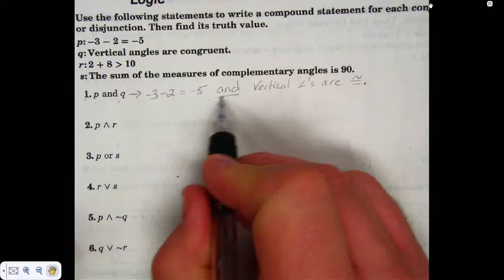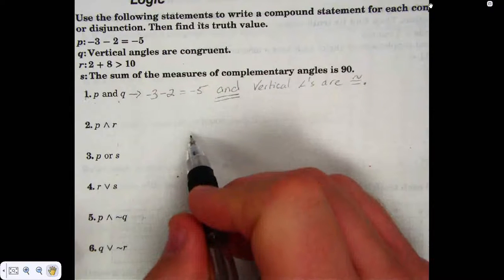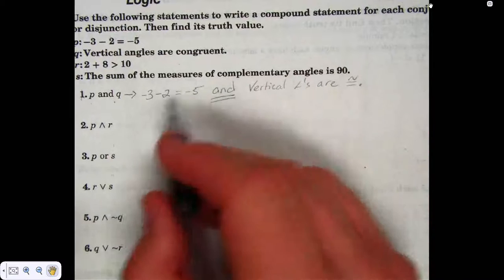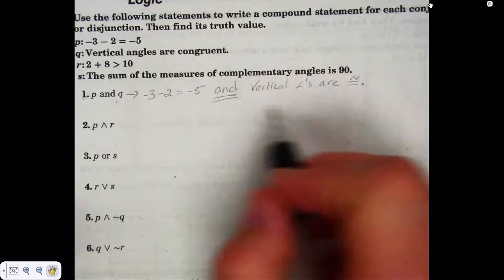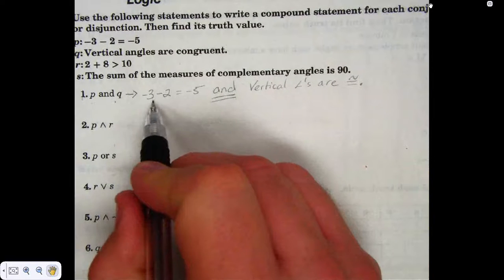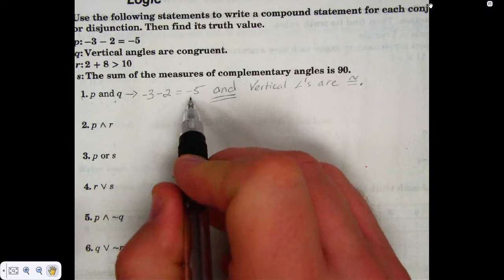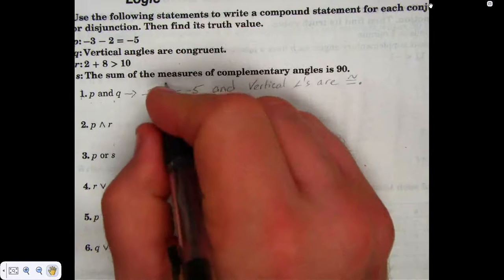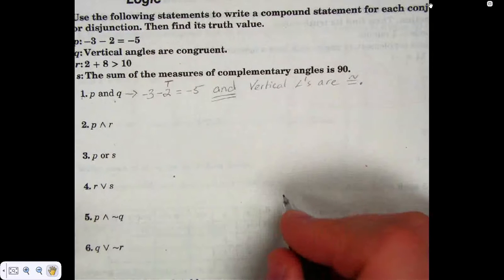The key word here is and. For you to get the truth value of this whole statement, you have to look at each piece. Is -3 minus 2 equal to -5? Is that a true statement? So that's true.